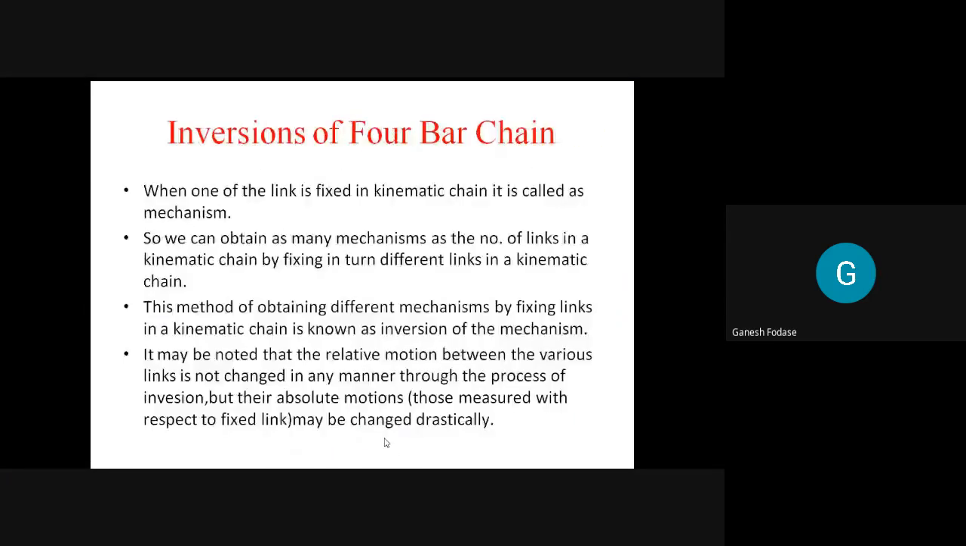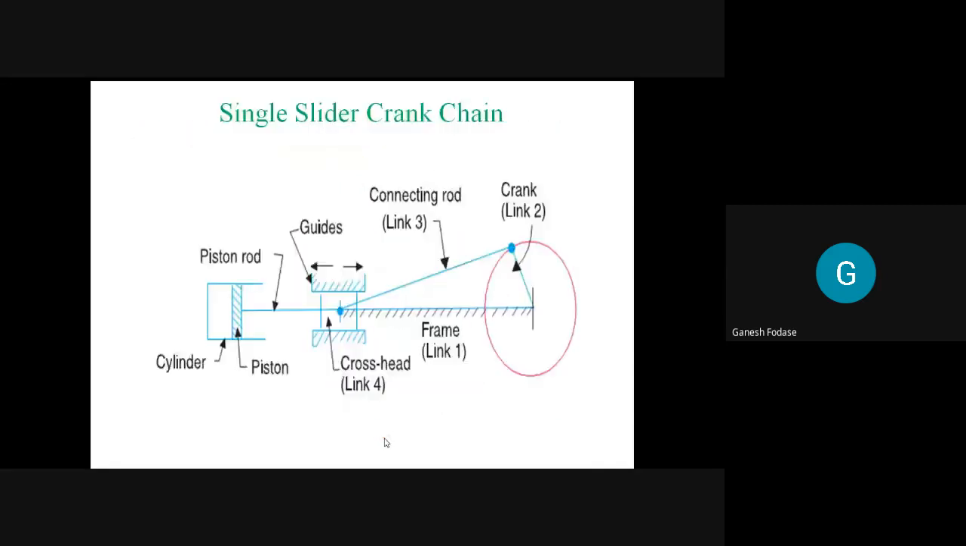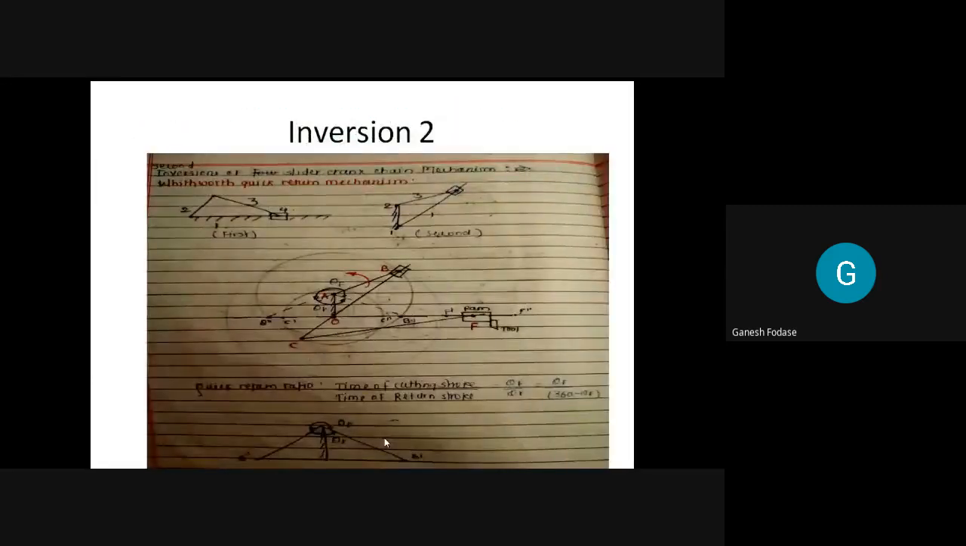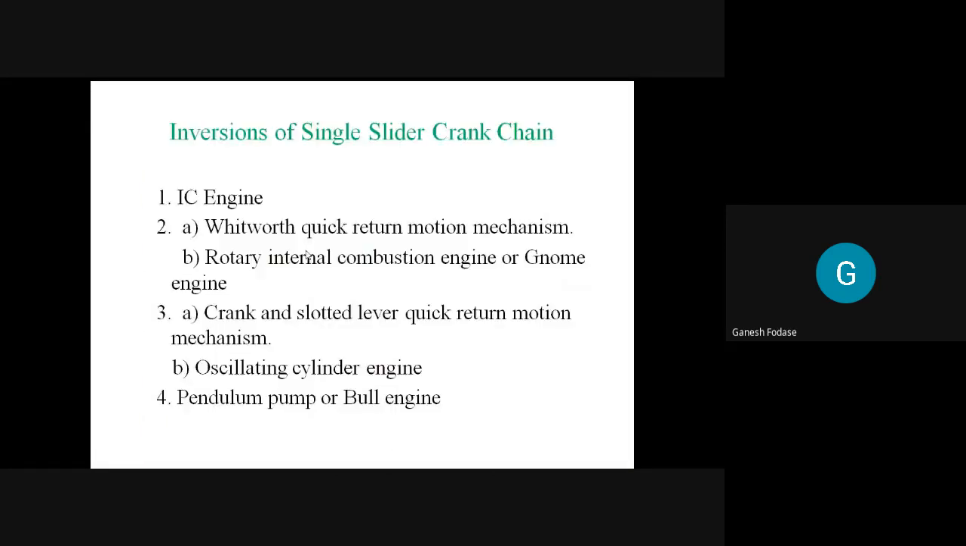See, in the last lectures, we talked about inversions of the four-bar and single slider crank chain mechanism. In single slider, we completed the first and second inversion. The first inversion is the IC engine. In the second, we talked about the Whitworth quick return motion mechanism and the rotary internal combustion engine, also called the Gnome engine. They are the applications of the second inversion of a single slider crank chain. Now, we'll complete the next inversions of a single slider crank chain.